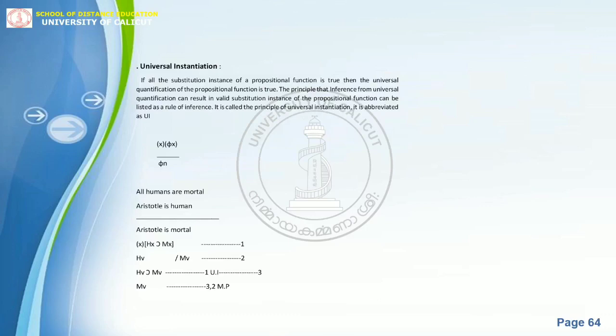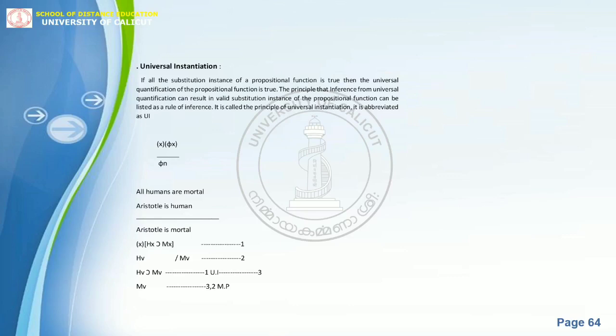So in order to construct formal proofs of validity for arguments symbolized by means of quantifiers and propositional functions, there is a need for a list of rules of inference. So there are four rules being added. The first one is universal instantiation, which is given below. We use these rules to solve arguments and to prove validity.